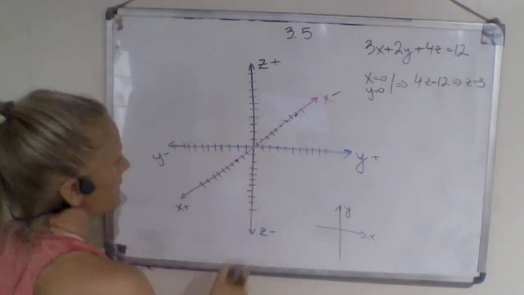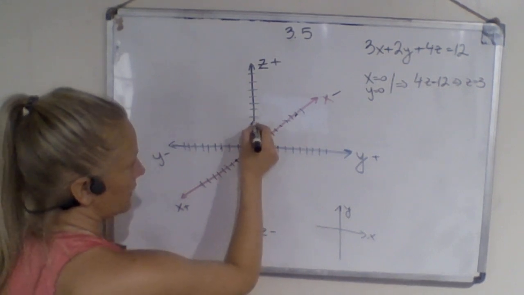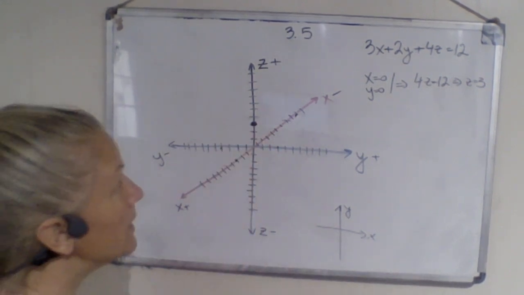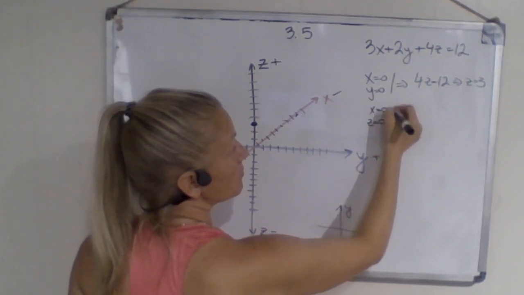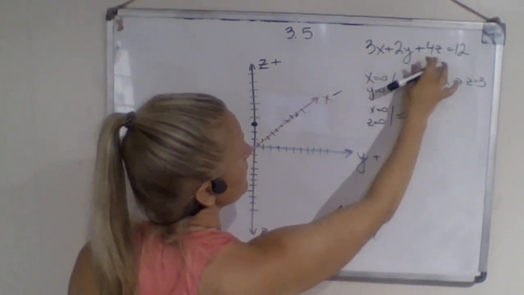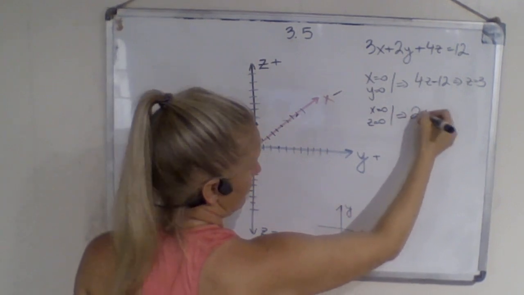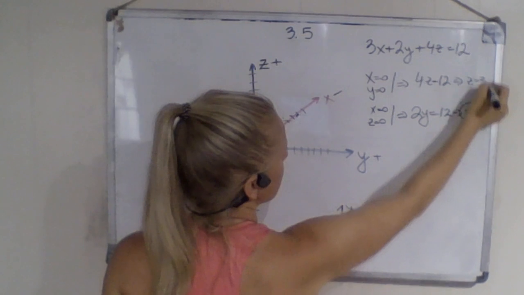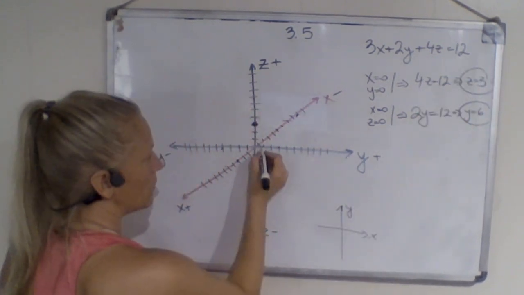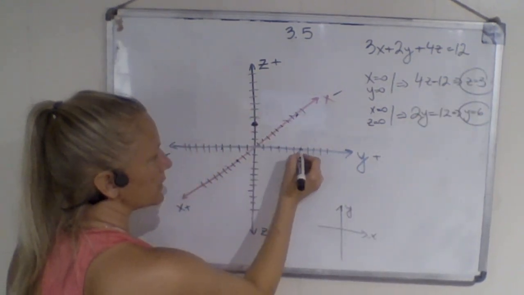So I'm going to go on my z, and I'm going to go 1, 2, 3. Here's my z, 3, right? Now, I'm going to go, well, what if x is 0 and z is 0? So this is 0, this is 0. That means 2y, that's all that's left, equals 12. That means y equals 6, right? Well, where is y 6? 1, 2, 3, 4, 5, 6.